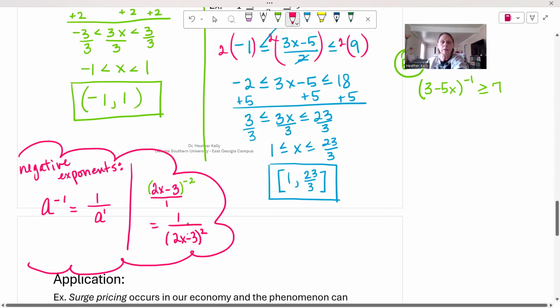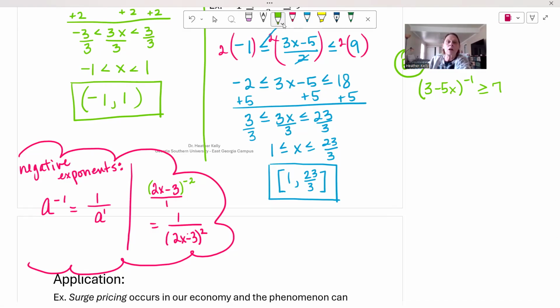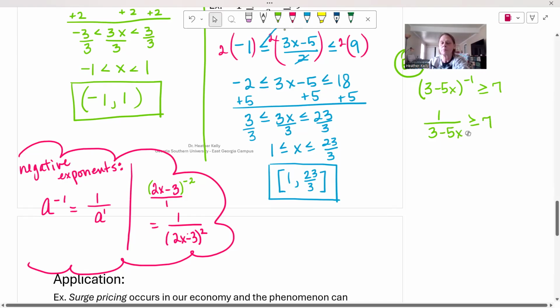All right. So let's get back over here to our example. The first thing we need to do is clear out that parenthesis, and doing so makes us do this: 1 over 3 minus 5x greater than or equal to 7.